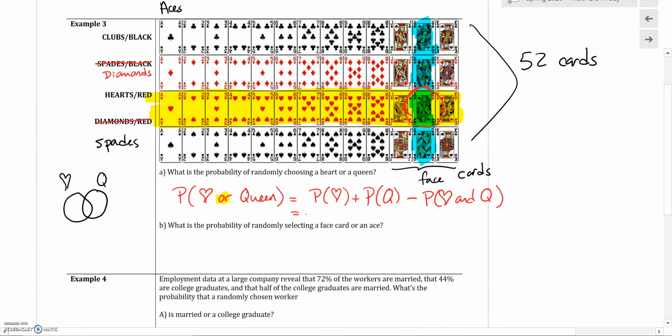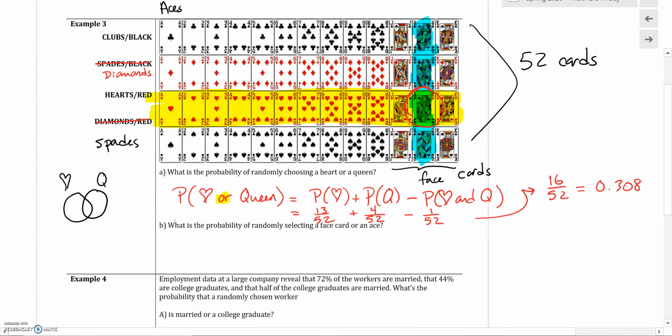Okay, well, the probability of getting a heart, there's 13 hearts out of 52 cards, so 13 out of 52. The probability of getting a queen, there's 4 queens out of 52 cards. And the probability of getting a heart and a queen, or in other words, the queen of hearts, there's only 1 queen of hearts out of these 52 cards. So at the end of the day, that adds up to 16 over 52, which you could reduce or just get as a decimal, 0.308, I believe. So 30.8% of getting a heart or a queen.